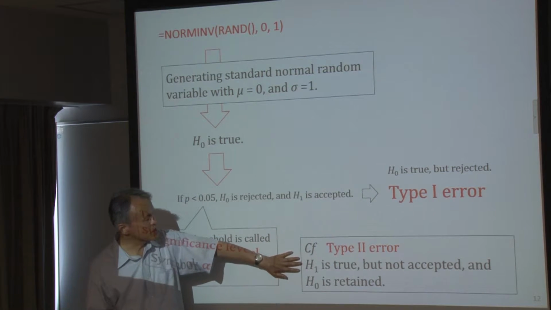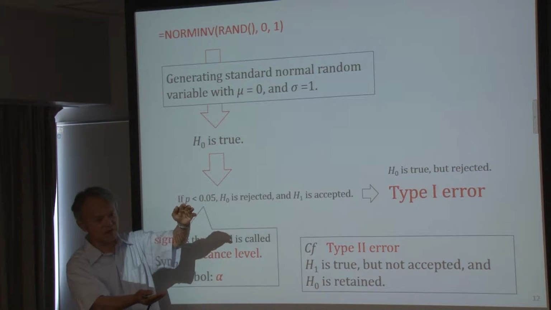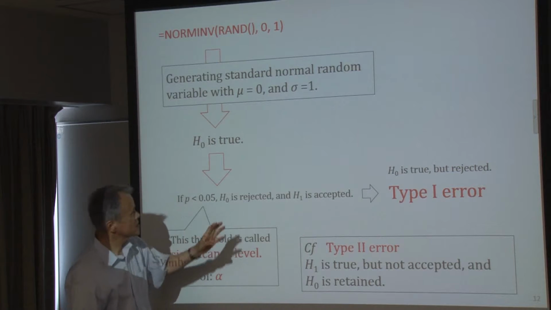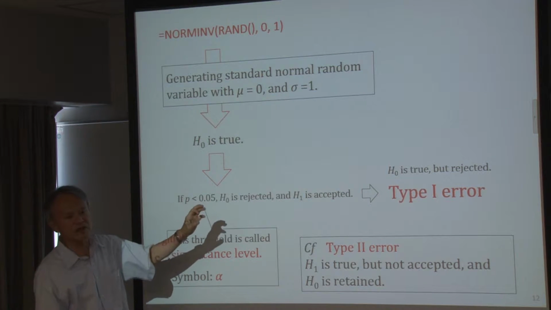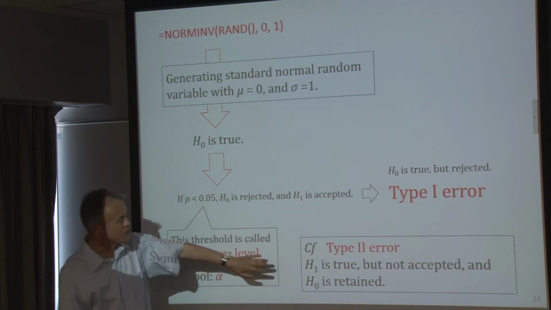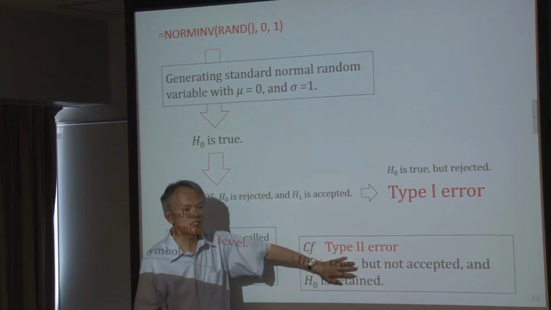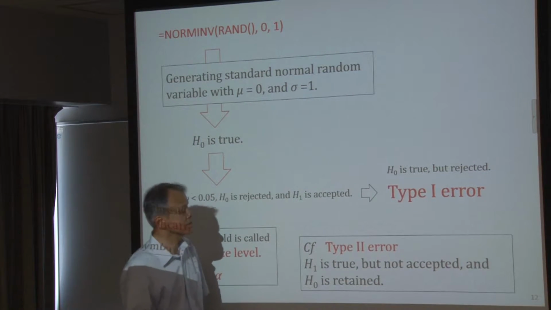There is another error, type 2 error. This is when H1 is true, so the samples are generated from a source that has a value different from 0. Mu is different, H1 is true, but not accepted. This also happens, and this is called type 2 error.